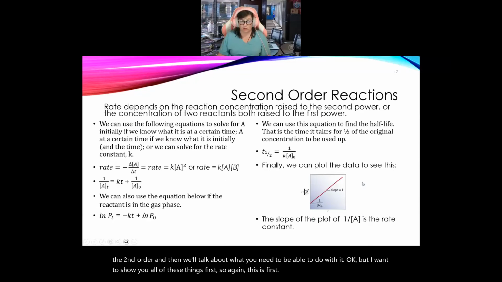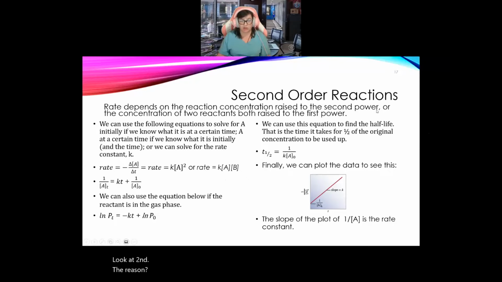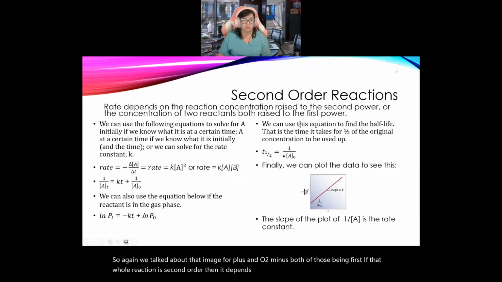When we look at second order, the rate depends on the reaction concentration raised to the second power, or the concentration of 2 reactants, both raised to the first power. So again, we talked about that NH4 plus and the NO2 minus, both of those being first. If that whole reaction is second order, then it depends on both of them. Okay. Now we can use the following equations to solve for A initially if we know what it is at a certain time.